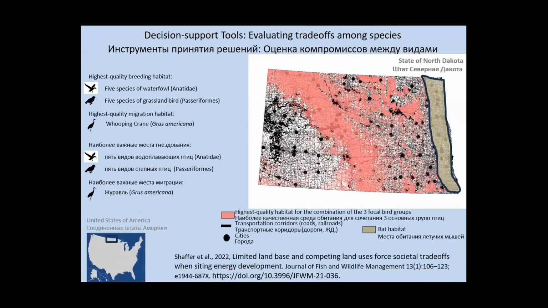Other decision support tools help look at trade-off situations. It is common for biologists to have to make decisions about protecting a species or a group of species and not protecting other species or groups of species. That is a trade-off decision. In this image, pink represents the highest breeding quality for waterfowl and grassland birds and the highest migration quality for the whooping crane, Grus americana.